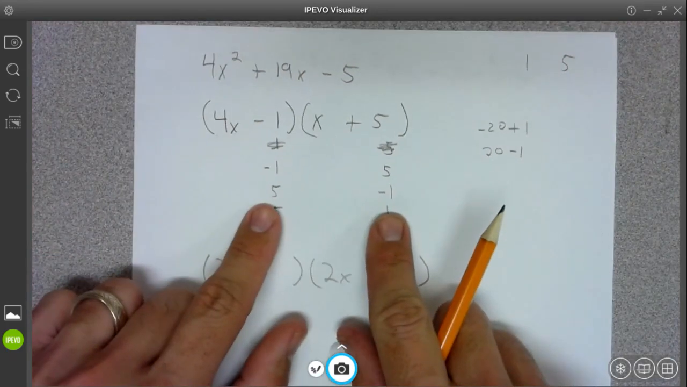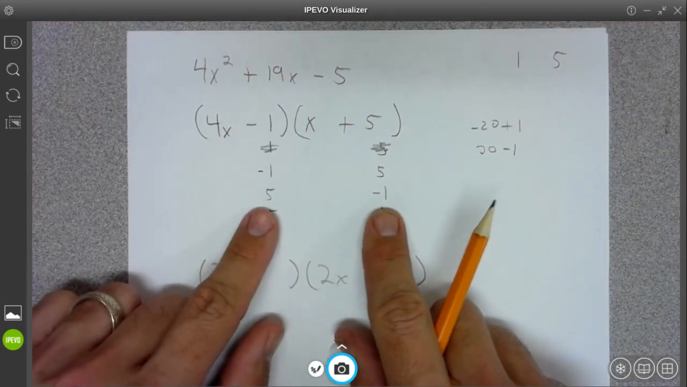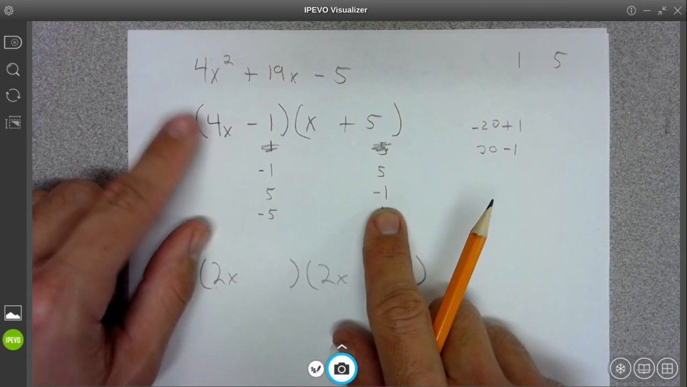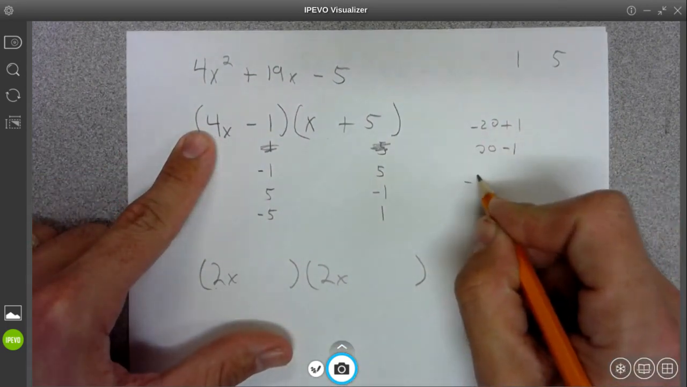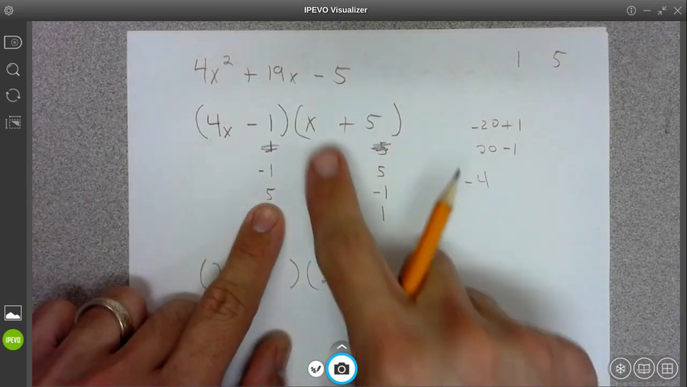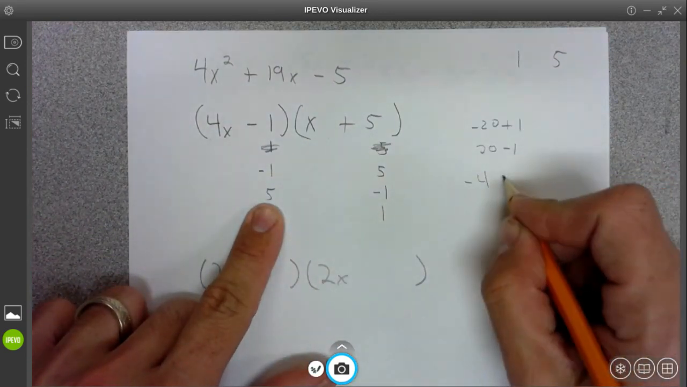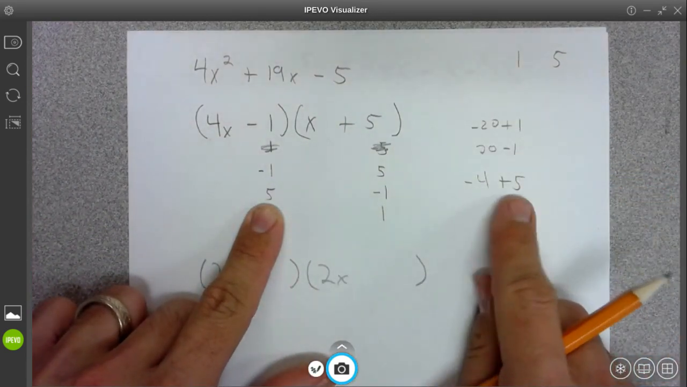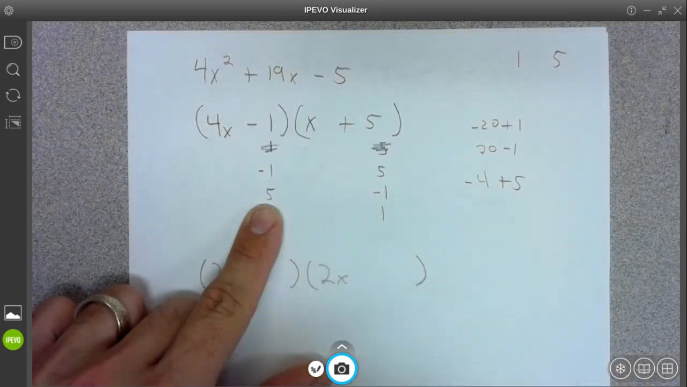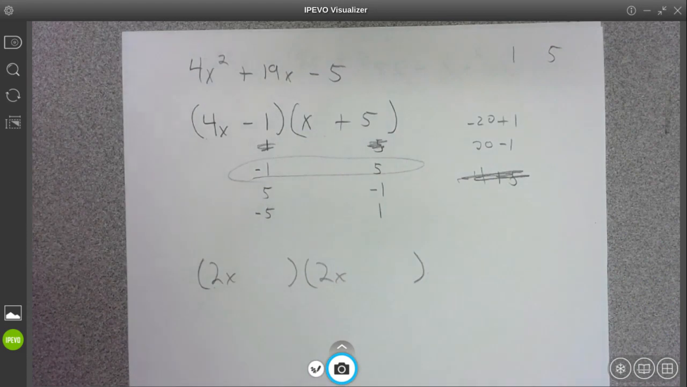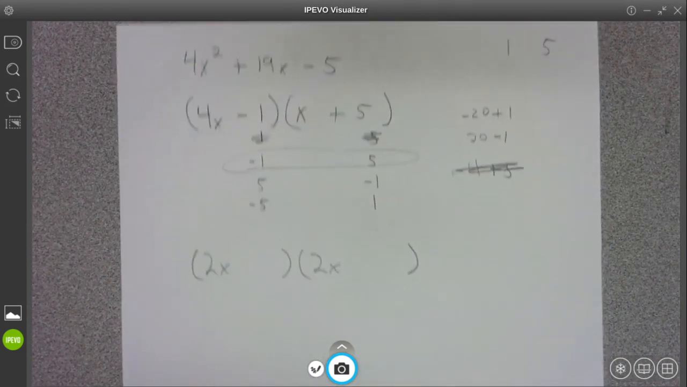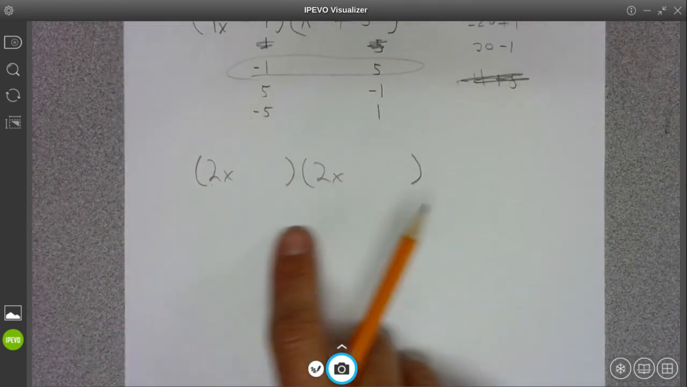All right, if you were to try these other ones, they wouldn't work. If you had done 4 and negative 1, that would be a negative 4, and 5 and x would be a positive 5. This equals positive 1, not 19. So that is our combination that works. We didn't even have to try this 2x one.